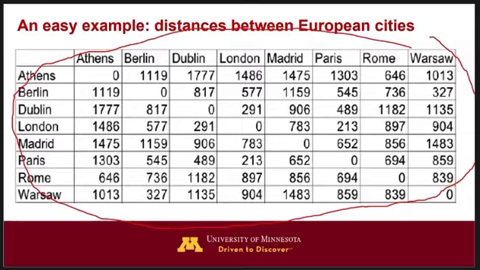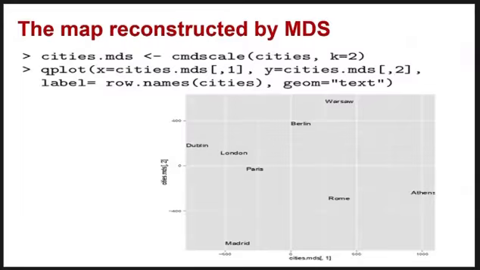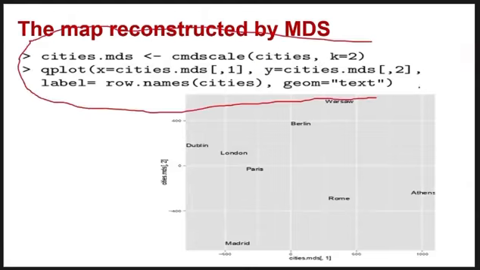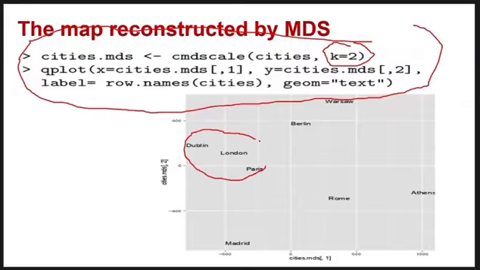Do you know that using the MDS, look at the code, where I only want two dimensions. Initially, there are several dimensions in this data set. And you can now see on the map that Dublin, London, and Paris are very close. And you can see Warsaw in Poland and Berlin in Germany, they are very close. And you can see Madrid in Spain is far from Warsaw in Poland.